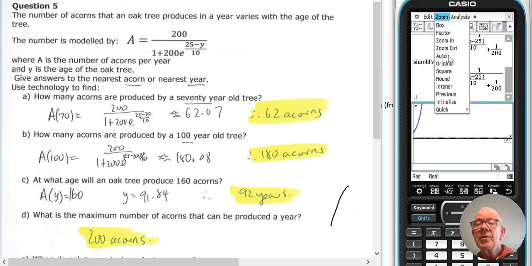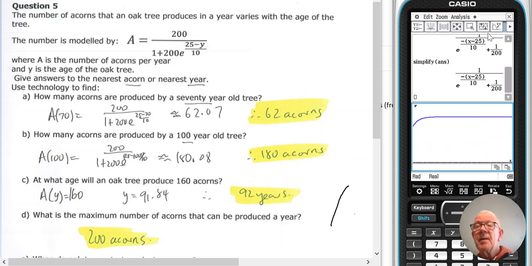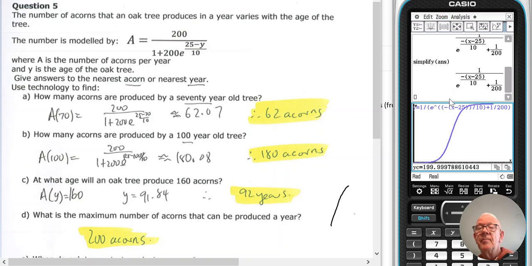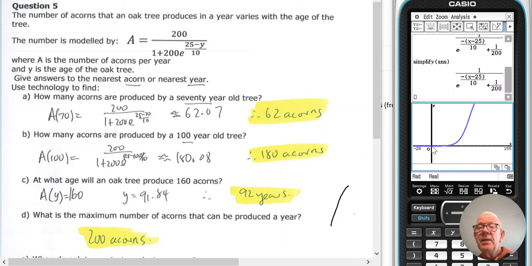Okay, zoom auto. I'm looking at an asymptote up here, so if I go analysis, trace, and I move that tracer along, I can see that it reads 199.999997. I think the 200 will be the horizontal asymptote, and it's asymptotic down the bottom, but since years can really only be positive, zoom previous, years can't be negative.